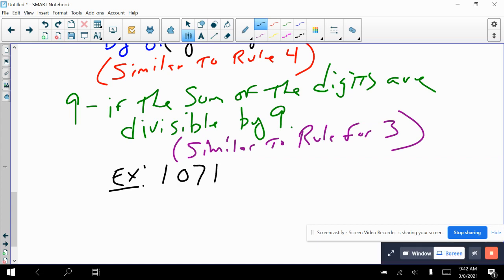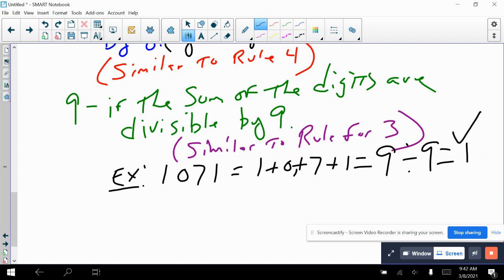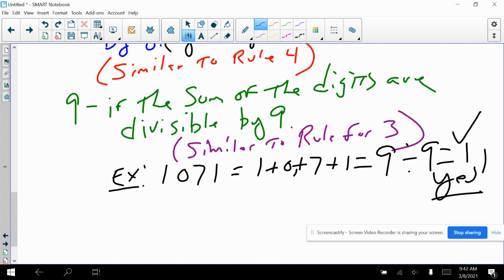1071? Without dividing, is 1071 divisible by 9? I heard a yes and I heard a couple of no's. 1 plus 0 plus 7 plus 1 equals what? Equals 9. Is 9 divisible by 9? The answer is yes. So 1071 is divisible by 9 without even dividing. It goes in evenly, no remainder.